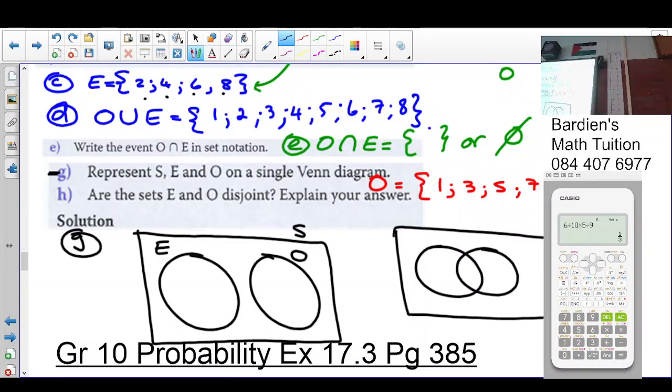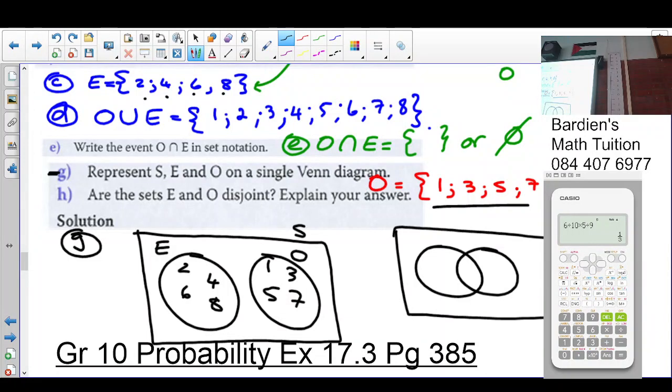So represent S, E and O as a single Venn diagram. What elements are in E? 2, 4, 6, and 8. What elements are in odd? 1, 3, 5, and 7. And there's the Venn diagram. Is there anything on the outside? No. Why? Because all the numbers are accounted for in the subsets. Did you see that?